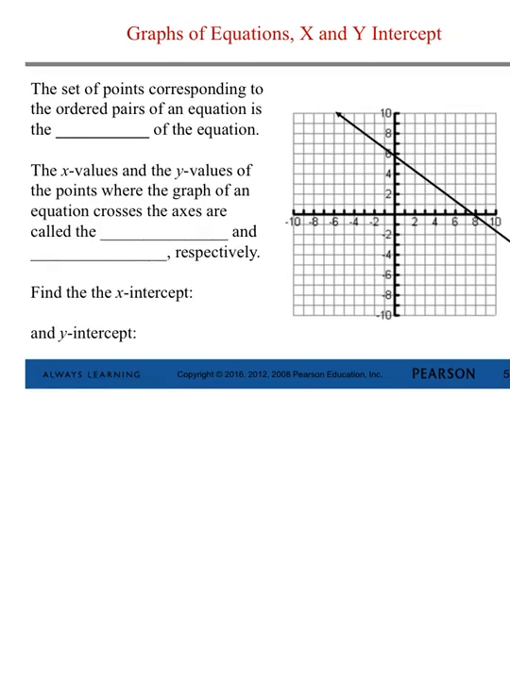So next we're going to review some vocabulary. The set of points that correspond to the ordered pairs of an equation gives us what is called the graph of the equation. The x values and the y values of the points where the graph of an equation crosses the axes are called the x-intercept and the y-intercept, respectively.